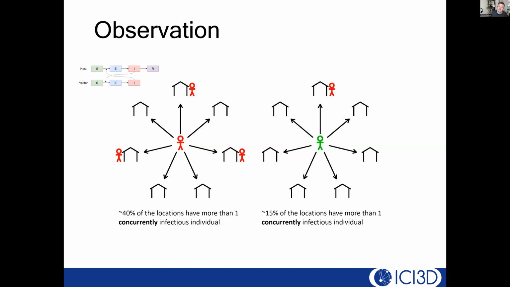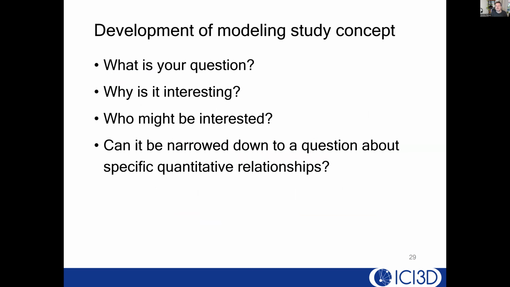Okay, going back to kind of a little bit more generally, the development of model study concept. What's our question? So in our circumstance, our question is, what could have explained these patterns? What could have explained the fact that we have multiple houses that have simultaneous infections, and the way we found those houses was by asking a single individual, where have you been traveling? Why would this be interesting?